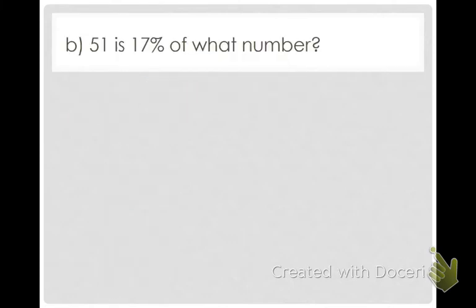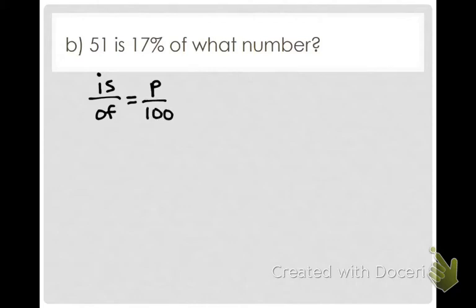Problem B says, 51 is 17% of what number? This is the same idea as problem A, but it is worded differently. So we've got to figure it out, but we're still going to use the same formula. What's the new formula that I taught you for today? Is over of equals P over 100. All right, everyone say it together. Is over of equals P over 100.